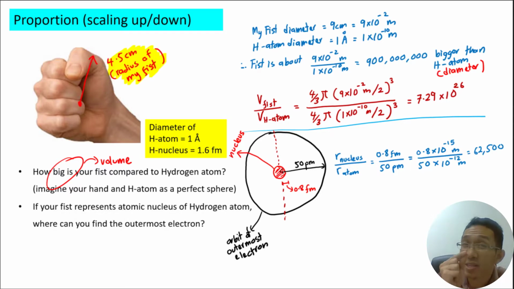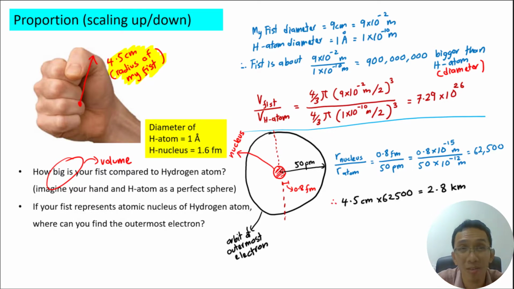Hence, when the nucleus radius is magnified to 4.5 cm to match my face radius, the radius of the hydrogen atom overall also magnifies by 62,500 times. Hence, when the nucleus of the hydrogen atom is this big, the outer boundary of this hydrogen atom can be found at a distance of 2.8 km from here, and that's where you can find the outermost electron.